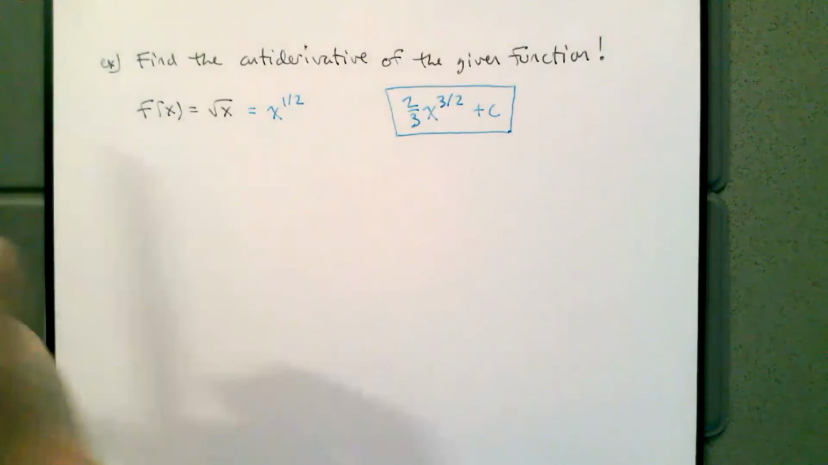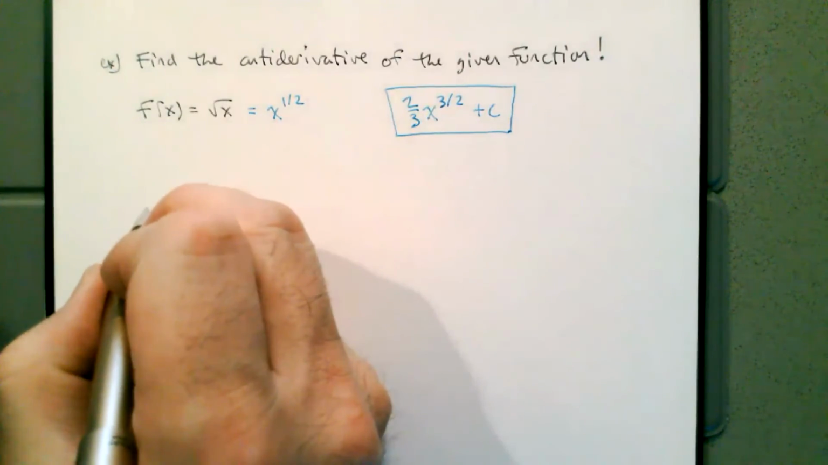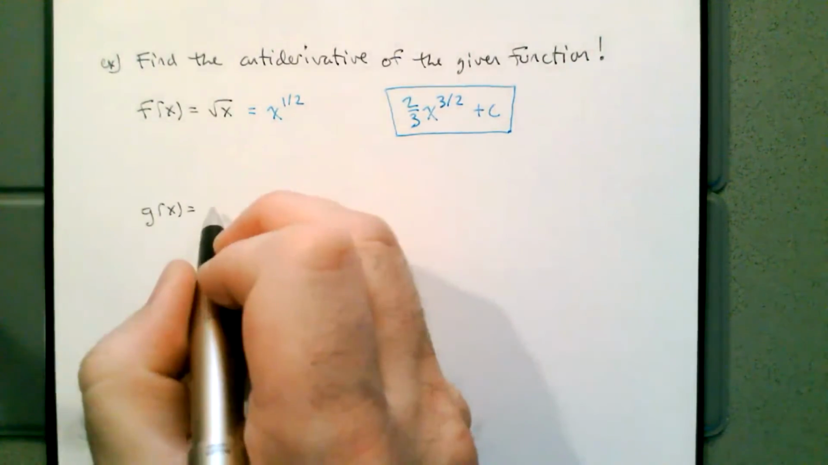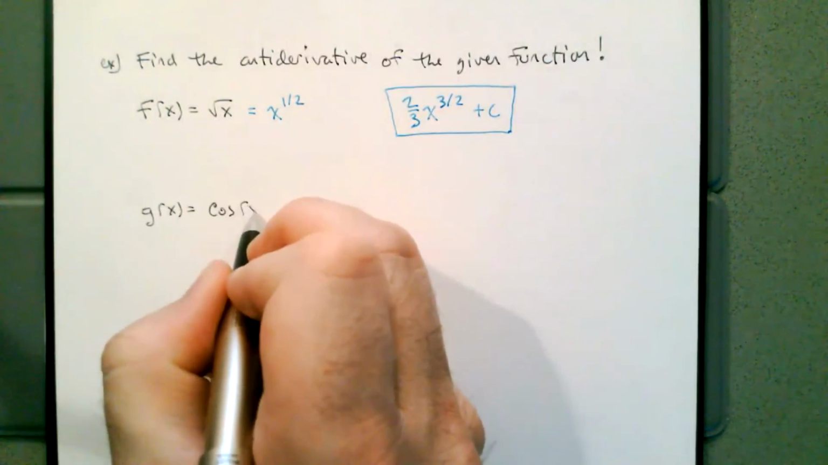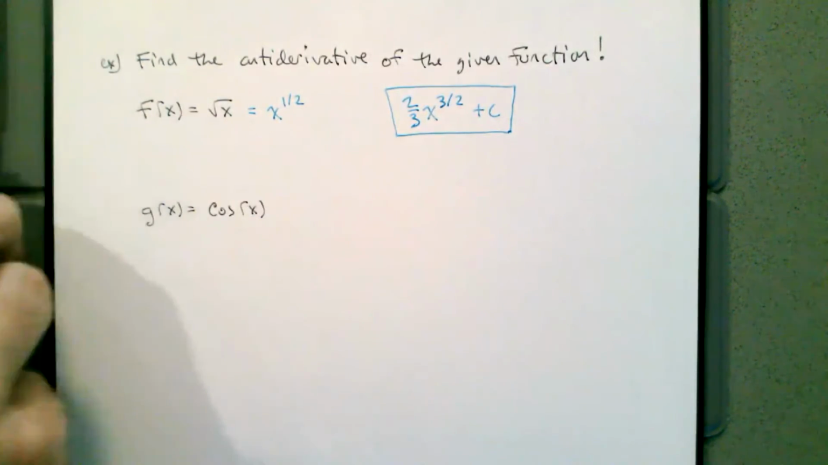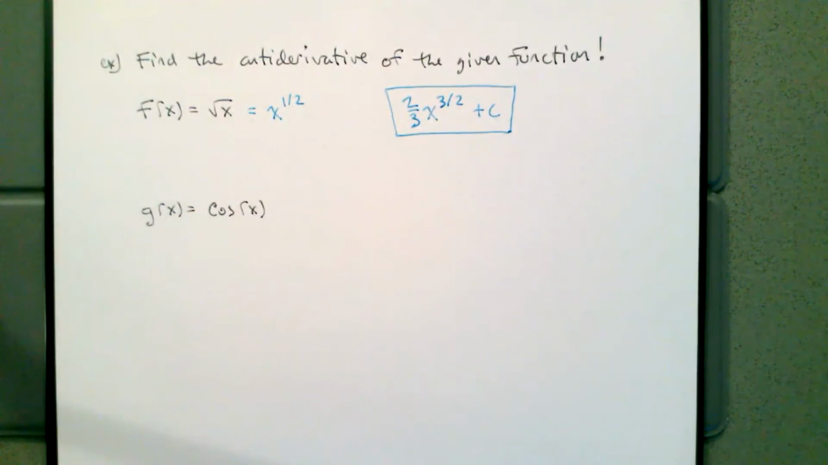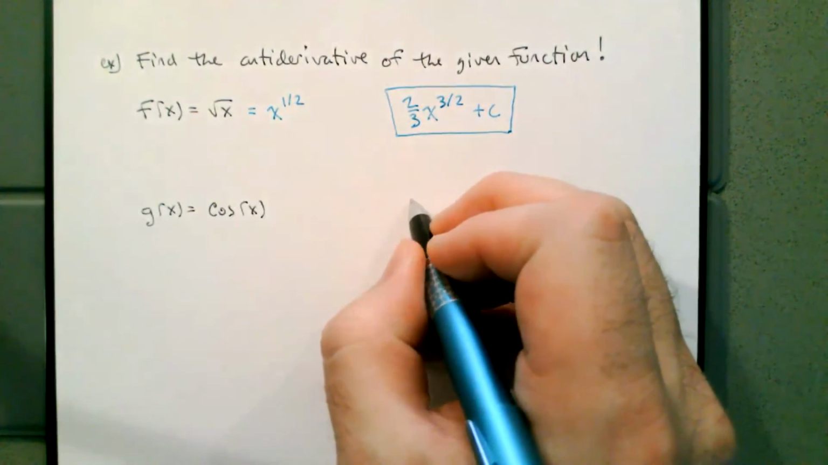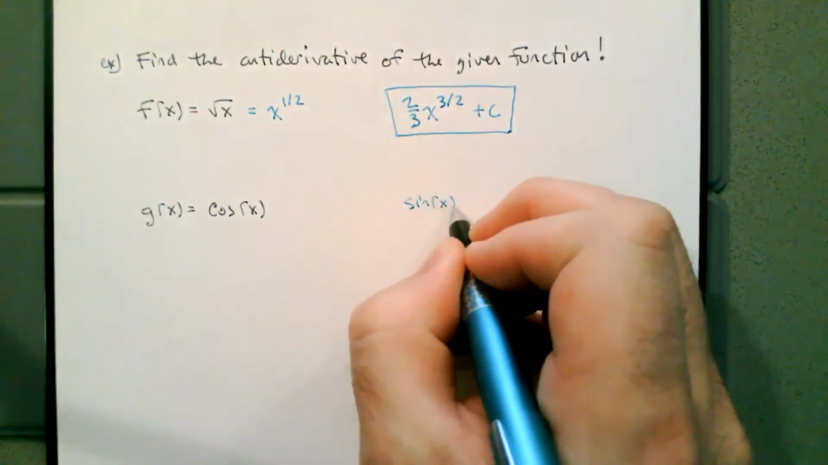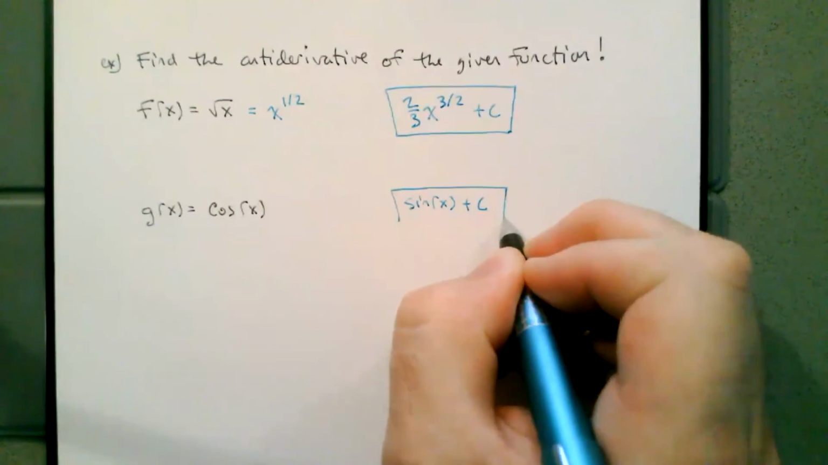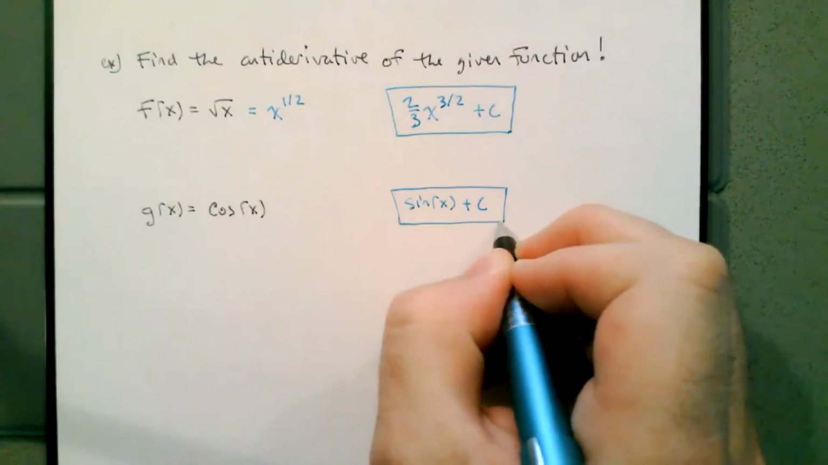And then I'll say something like g of x is cosine x. My intention for you would be to write the function whose derivative is cosine x. And the derivative of sine is cosine. So I intend for you to write sine x plus c. And I take off 1,000,000,000 points if you leave off the plus c.